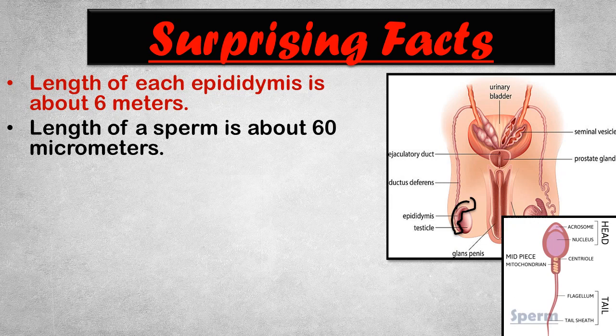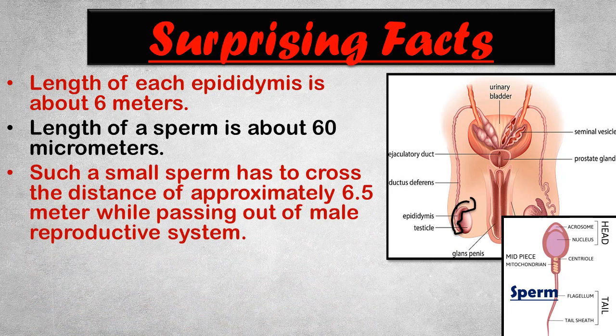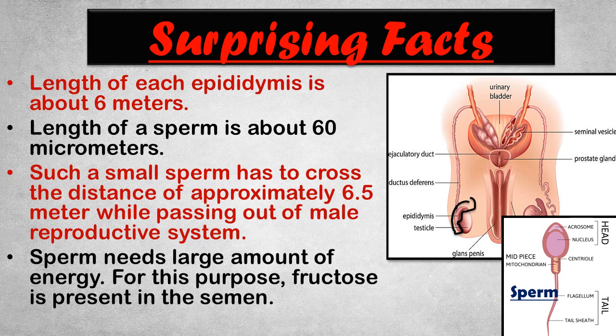Sperm is a male gamete, which is produced in the male reproductive system. Here you can observe the structure of a sperm, in which you can see the head, tail and midpiece. This structure is only 60 micrometers, and such a small sperm has to cross a distance of approximately 6.5 meters while passing out of the male reproductive system. The sperm needs a large amount of energy for this purpose, and fructose is present in the semen.